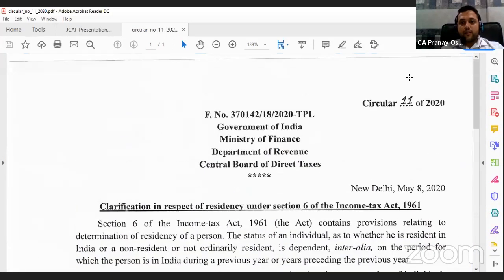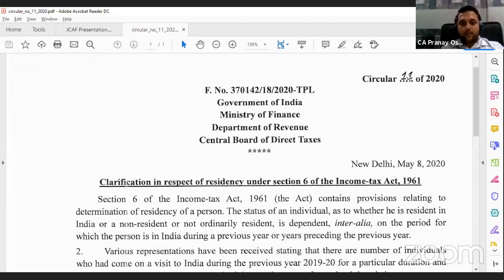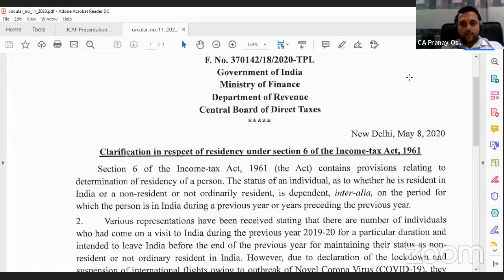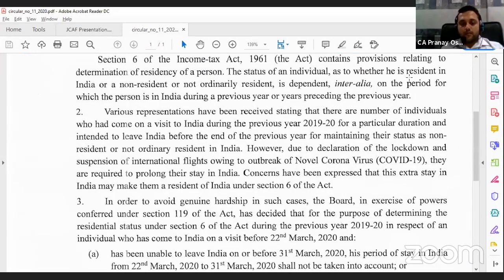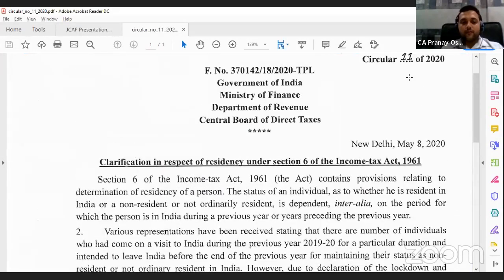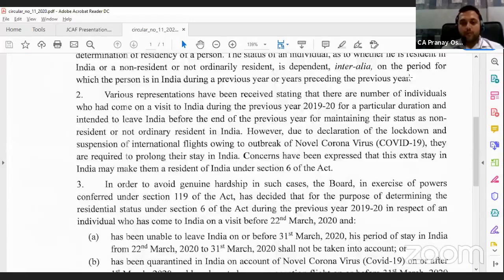This was Circular Number 11 of 2020, Government of India, Ministry of Finance. The circular was issued basically for clarification in respect of residency under Section 6 of the Income Tax Act. This was due to the novel COVID-19 outbreak. There were some clarifications which needed to be made. So I will just jump on to the main conclusion.